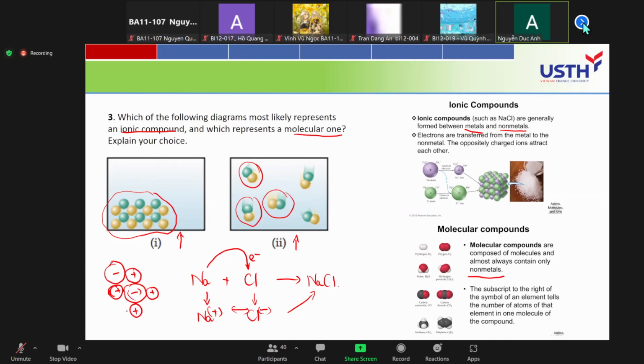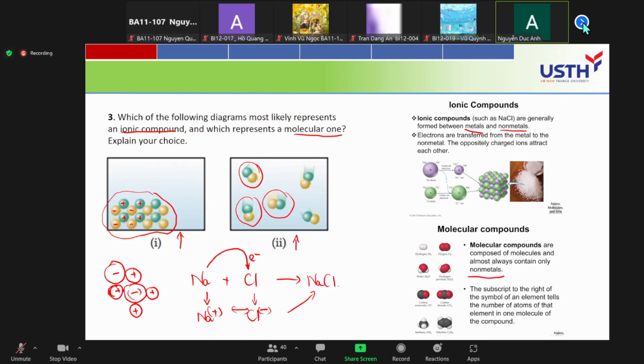And each sodium plus and chloride minus will not attract only one sodium or chloride. They attract many sodium and chloride. So you will see if this one contains a negative charge, this one contains a positive charge. A positive charge here can attract another negative charge, and one negative charge can also attract several positive charges.